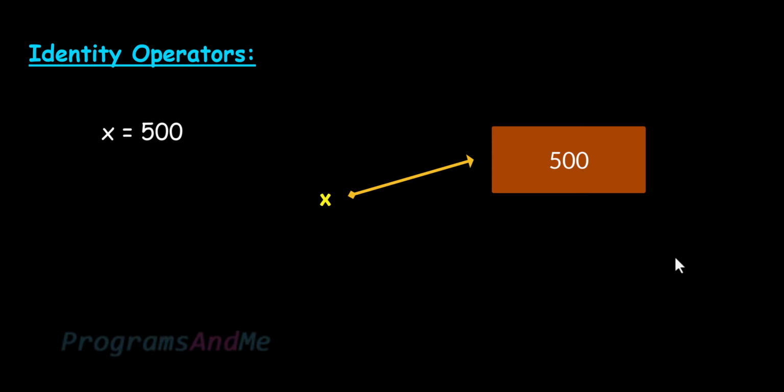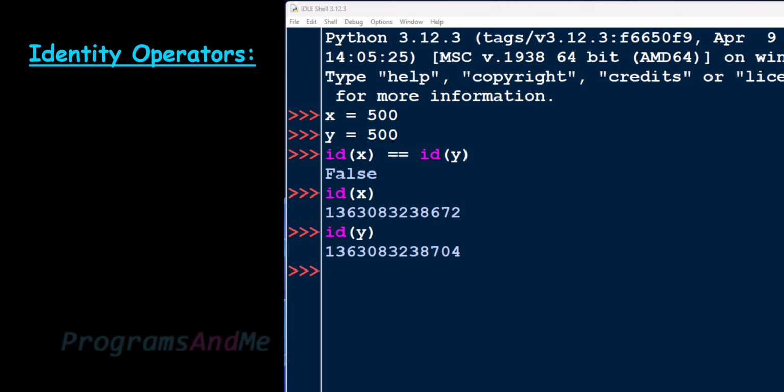And in those tutorials, we learned how to check whether two or more variables refer to the same object. For that, we used the id function, right? Like this. So instead of doing this, we can use identity operators. Next, we have two identity operators in Python.